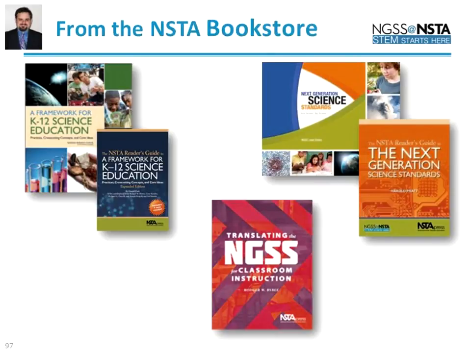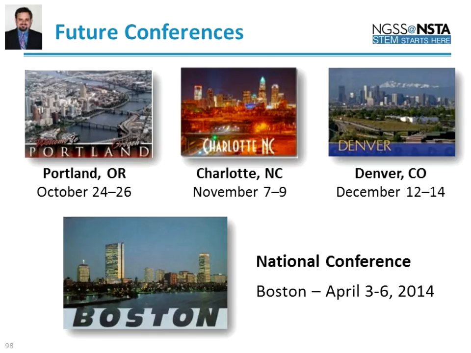The NSTA bookstore has a number of books. We've mentioned the framework a couple of times. You can actually get the standards in print as well, and NSTA has developed reader's guides for both books. Coming very soon, Roger Bybee, who's one of the writing team leaders, did a book on translating NGSS for classroom instruction. That'll be coming out, I think, in another month or so. And finally, conferences for this fall are in Portland, Oregon, in late October, and then Charlotte, North Carolina, and Denver. And I hope to see a number of you at our national conference in Boston next spring.